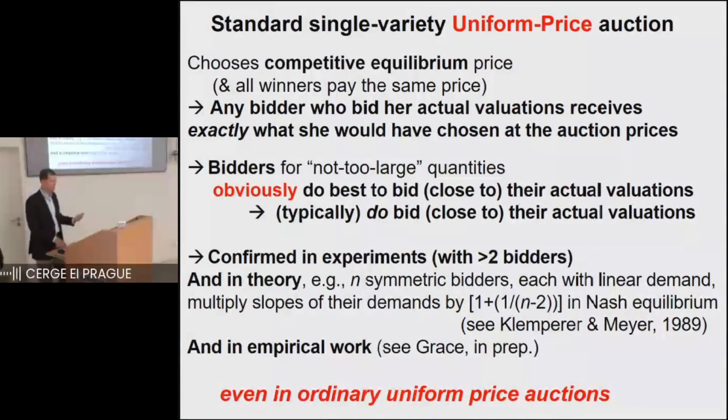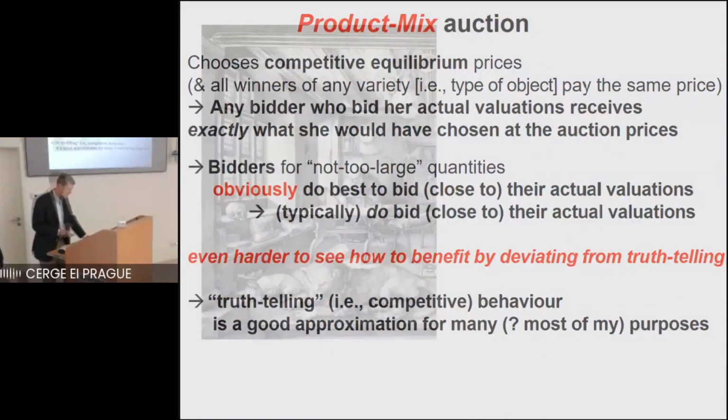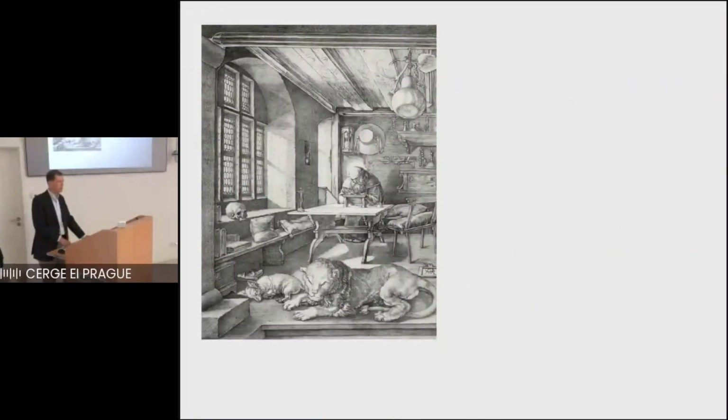Well, it is hard to see how you could possibly gain by deviating, because you don't know how to deviate, you don't know what's going on in these other kinds of objects which are being bid for at the same time. So truth-telling, then, competitive behavior is a good approximation for many, I actually think most, of my purposes. And I think Dürer illustrates this point as well.